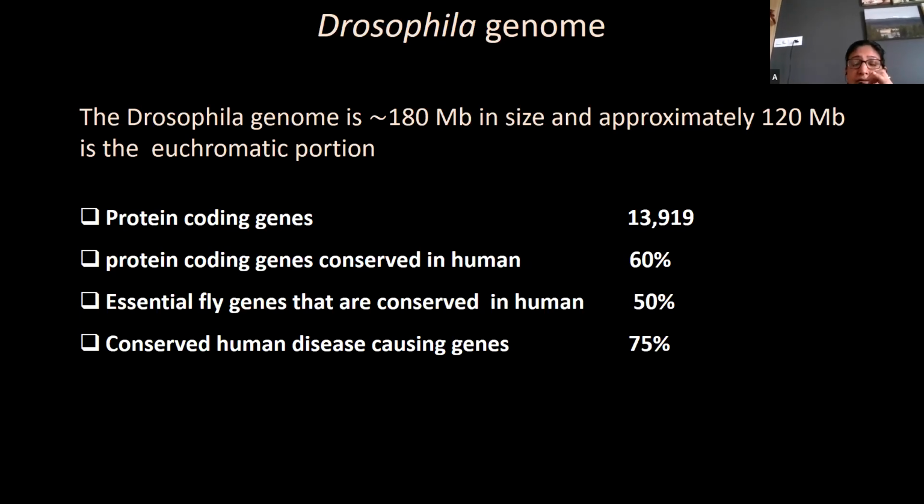Suppose there are like 2,000 genes that cause disease in human. 75% of them are conserved in Drosophila, which gives us a very good chance to study their basic mechanism in Drosophila and see whether they behave the same way. So this is one big reason why we choose Drosophila to model different diseases. Another big reason, that you heard yesterday, is the availability of genetic tools, and also there are constantly increasing tools for genetic manipulations.